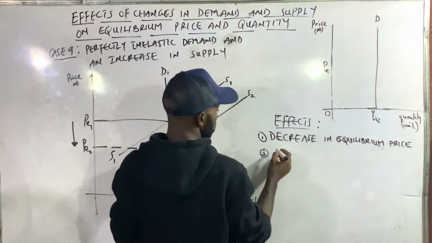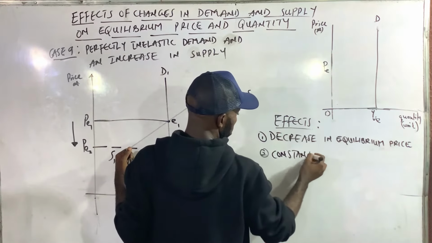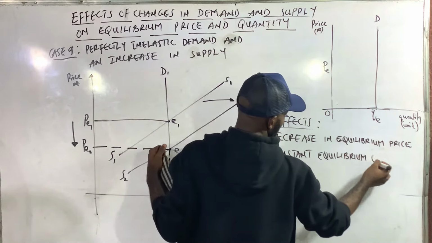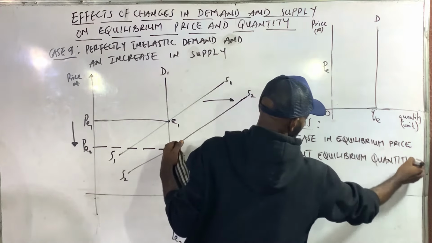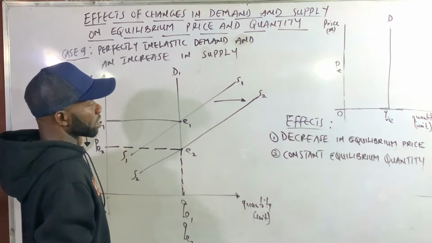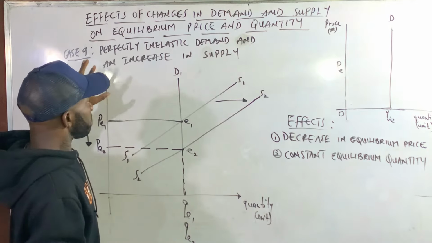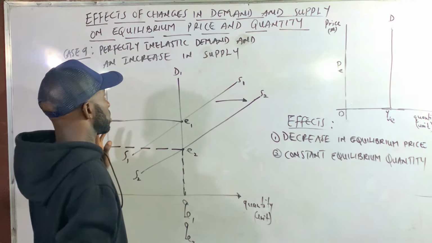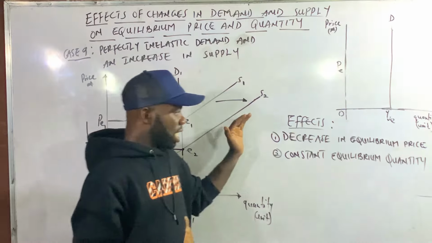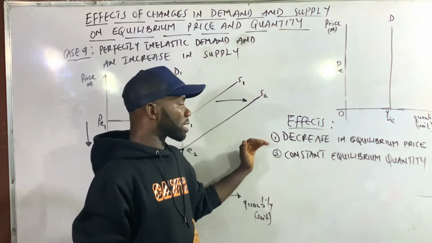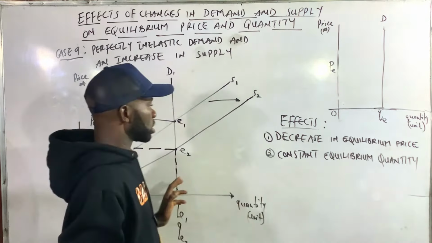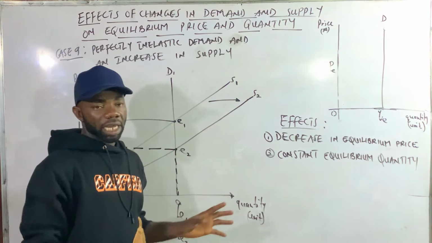So equilibrium quantity, constant. For any question where the examiner says with a perfectly inelastic demand curve, an increase in supply will lead to dash, the option from the question which is going to be perfectly correct is the one that has a decrease in equilibrium price and a constant equilibrium quantity. And once you take that as your answer, then you're good to go.